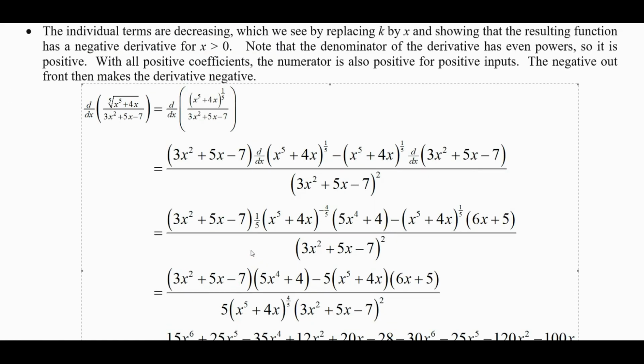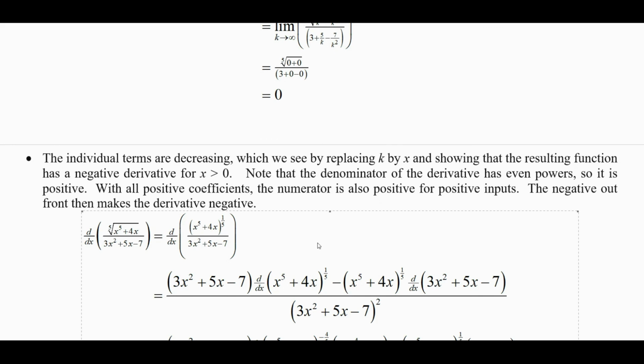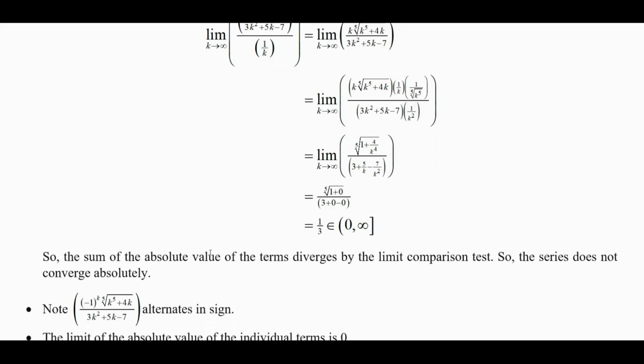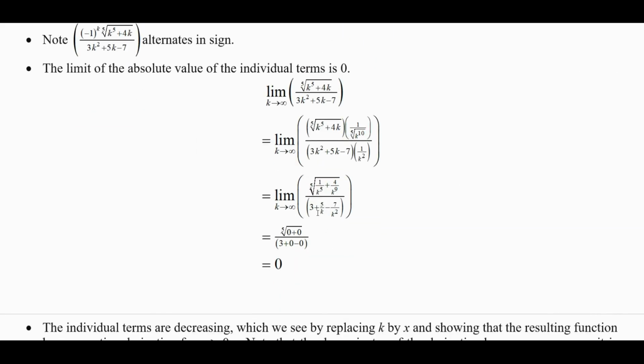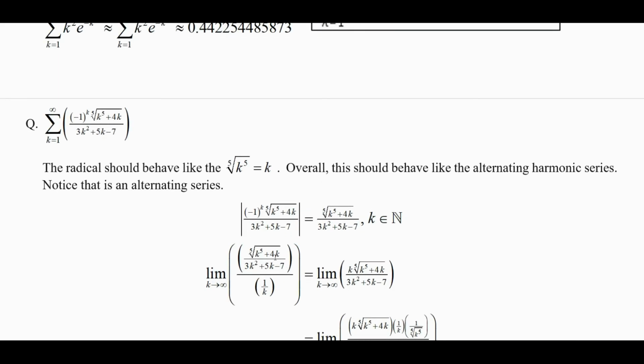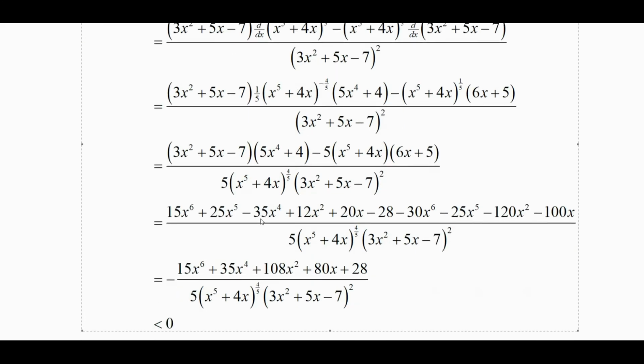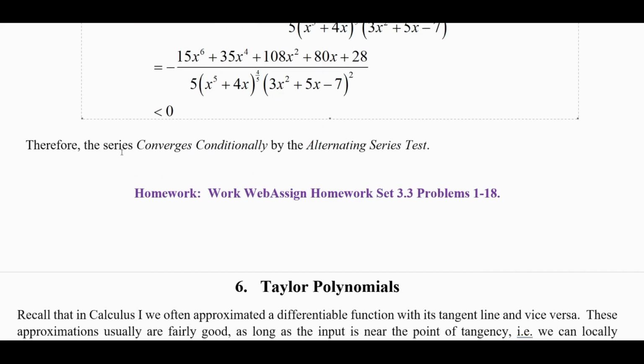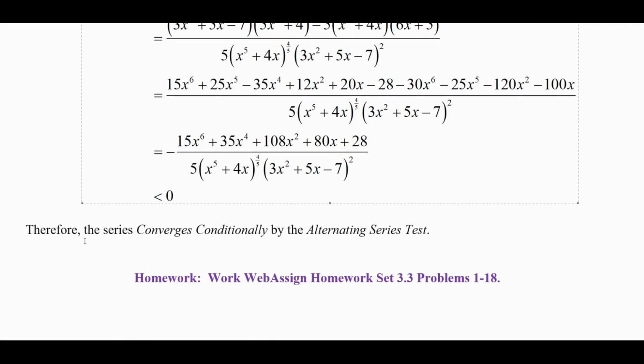So that was perhaps the hardest part. So we have to show the function's decreasing, so that the limit of terms is 0 and it alternates in sign. Then that's going to converge. But we saw that its absolute value diverges, so it converges conditionally. So it converges conditionally by the alternating series test.